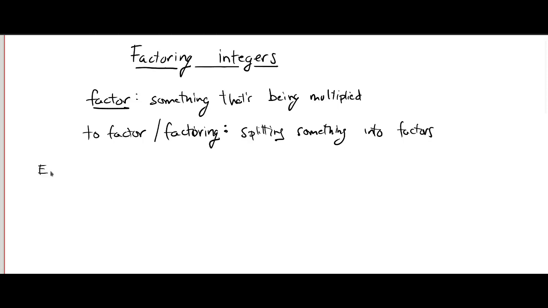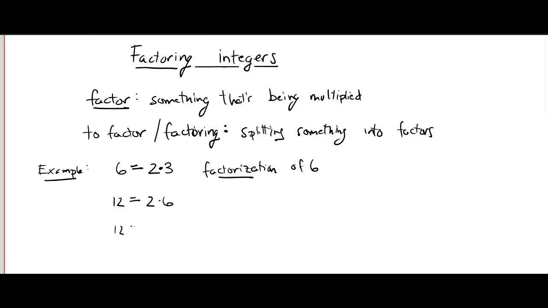So for example, if I look at the number 6, 6 equals 2 times 3. So I've factored 6 into 2 times 3. This is a factorization of 6. Okay? If I take the number 12, I could split this up a couple different ways. I could split it up as 2 times 6 if I want. I could also factor it as 3 times 4. These are both factorizations of 12.